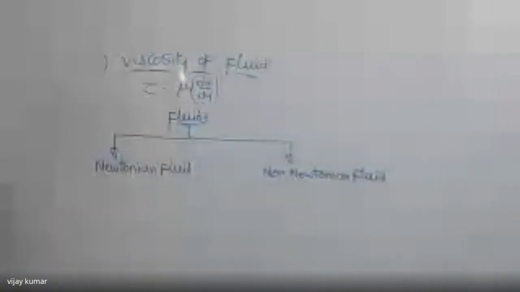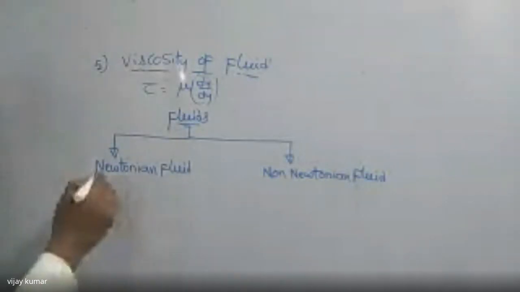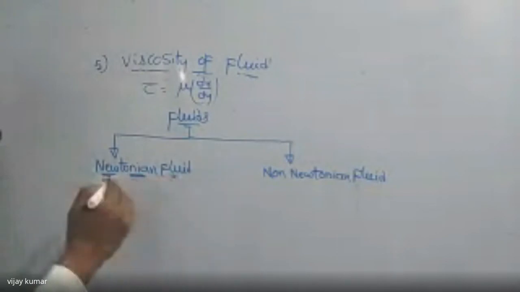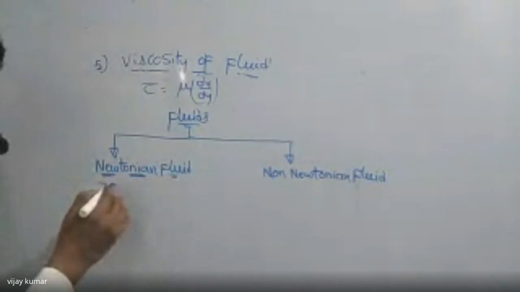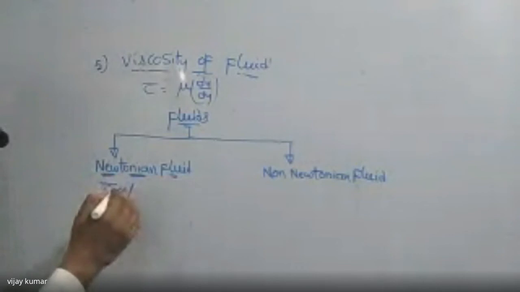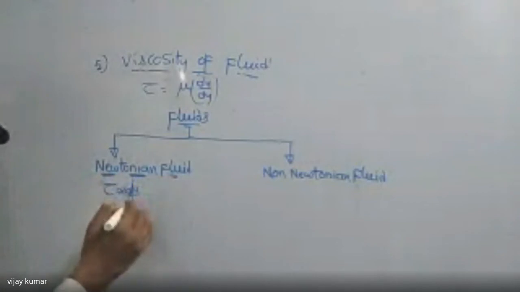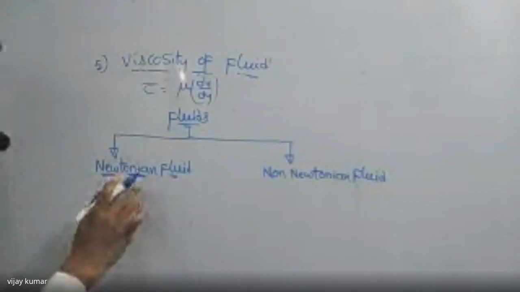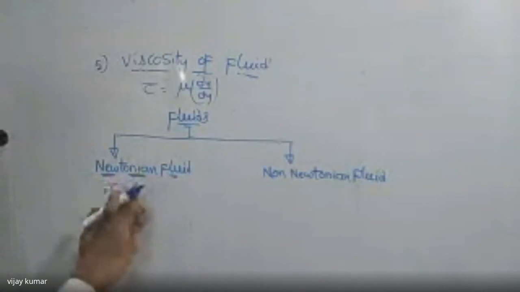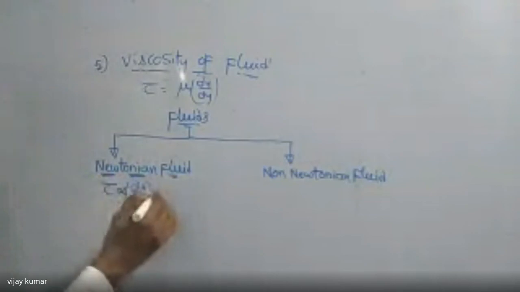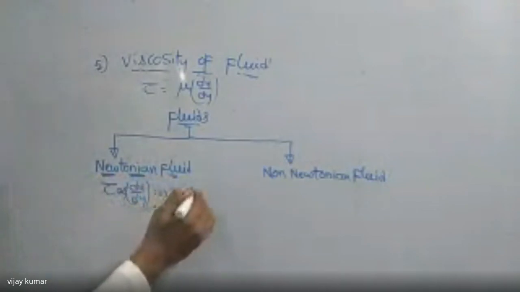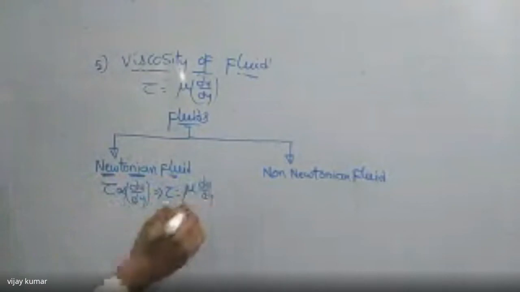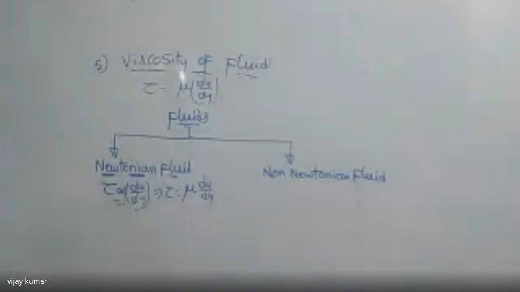First one is named Newtonian fluid. Second one is named non-Newtonian fluid. In the case of Newtonian fluid, according to Newton's law, shear stress is directly proportional to du by dy, the rate of shear strain. Both are directly proportional to each other, that is, both are linear. It implies tau is equal to mu into du by dy. Both are linear functions. That is the definition of Newtonian fluid.